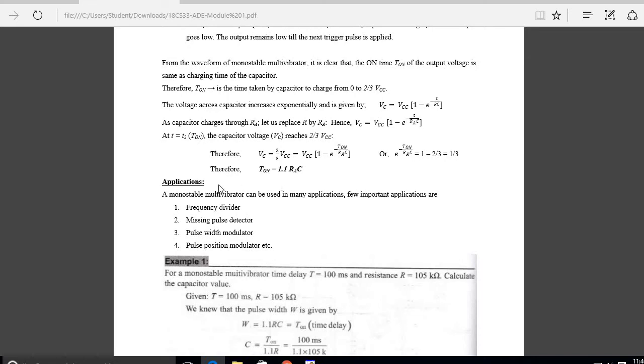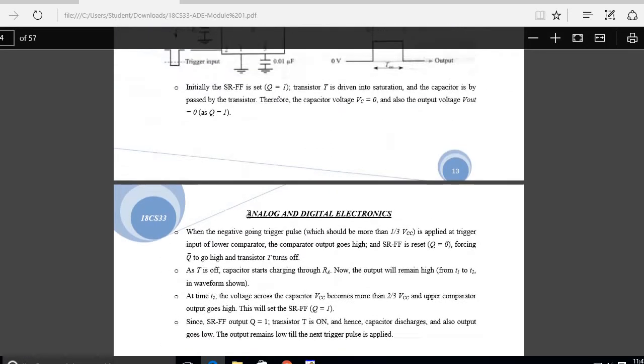The applications of monostable multivibrators can be used in these conditions: frequency divider, missing pulse detector, pulse width modulator, PWM, and pulse position modulator. In these conditions we are using monostable multivibrators. Coming back again, I am repeating once.